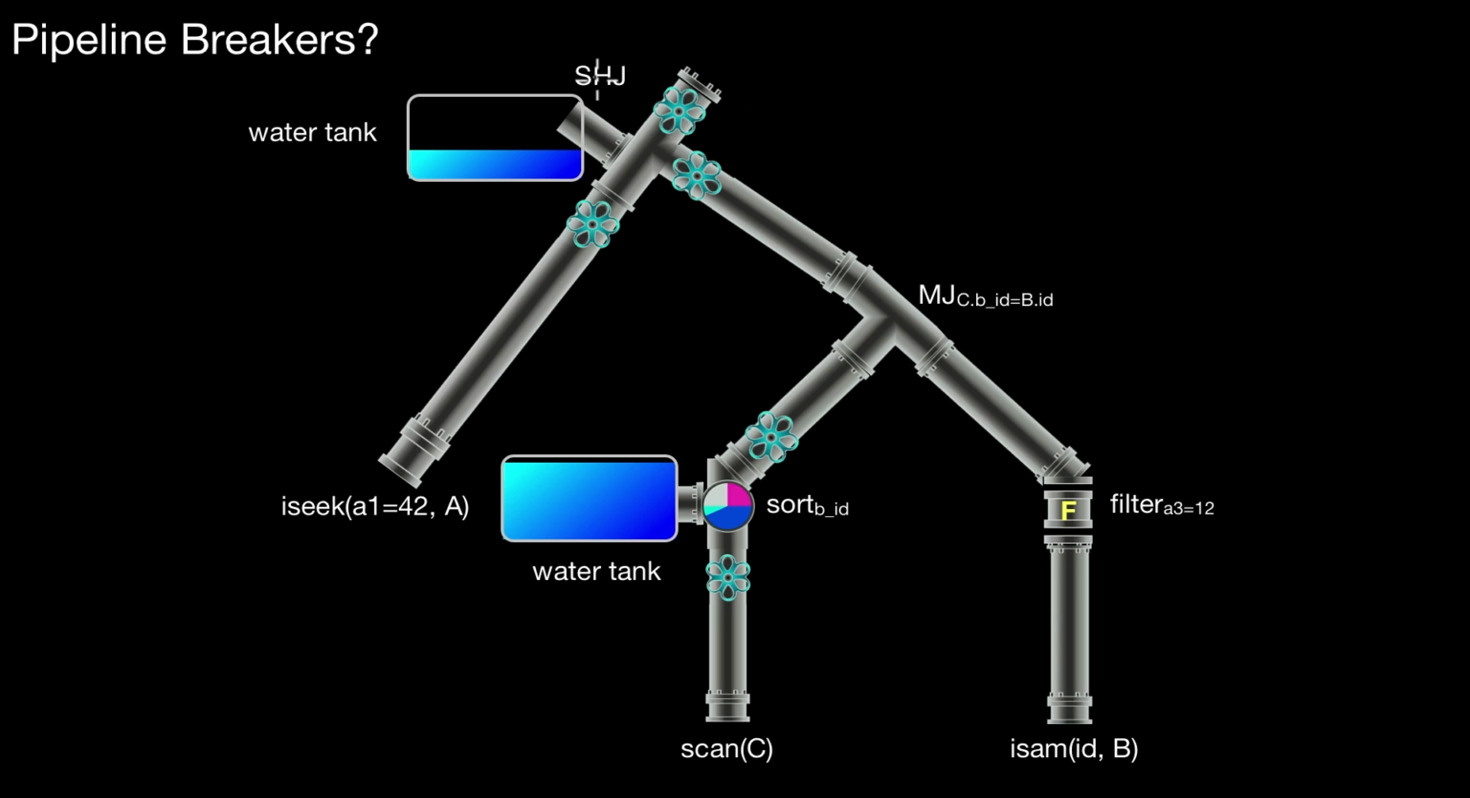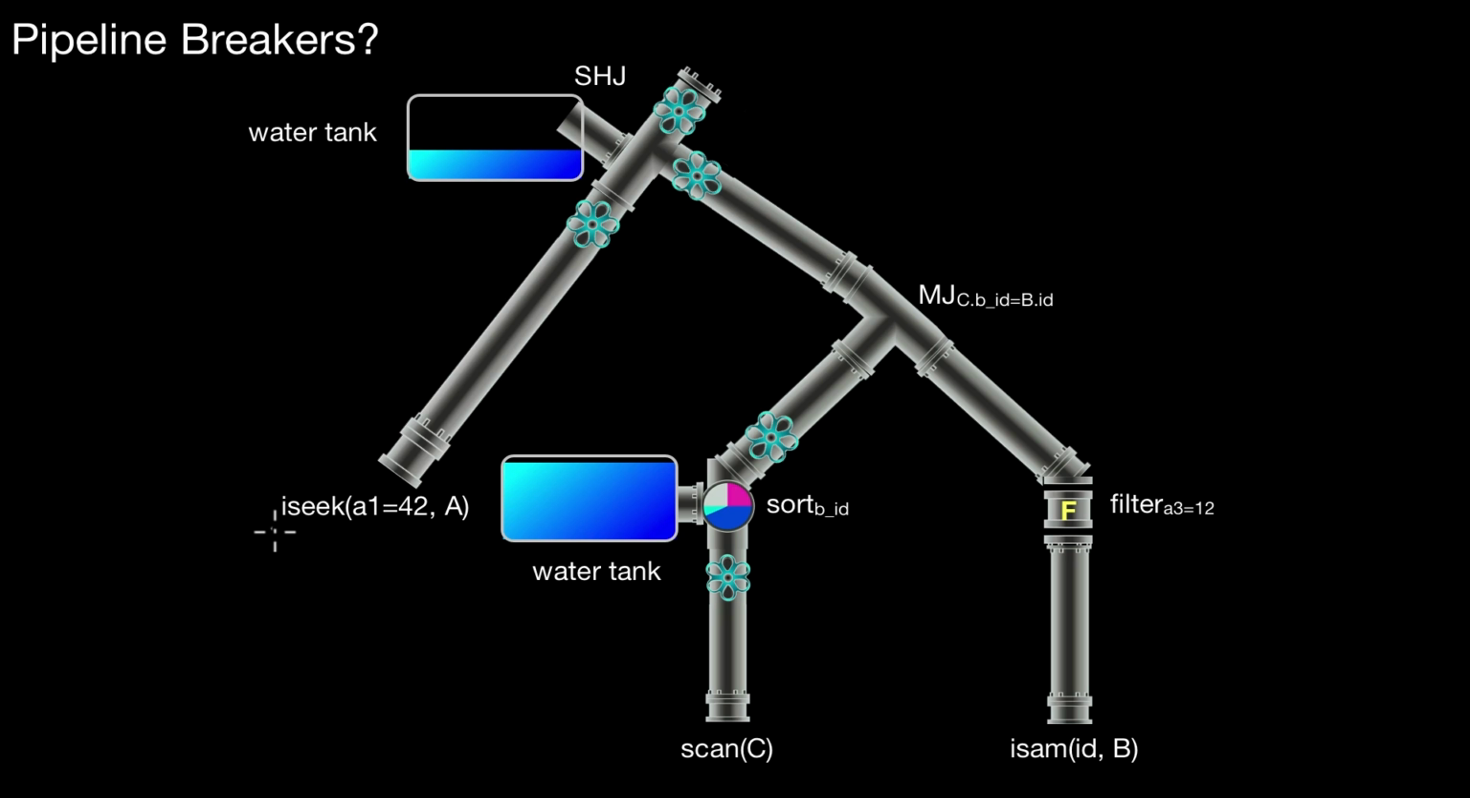And this simple hash join is a pipeline breaker because it buffers all of the inputs. Sort buffers all of its single input. It's a single input operation. Simple hash join buffers all of the left input.